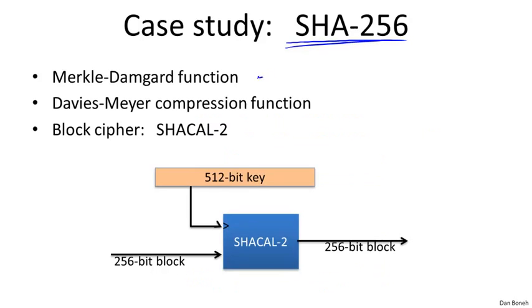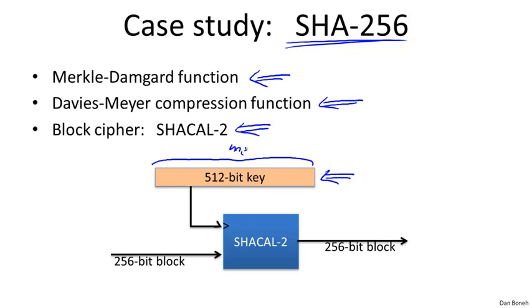I'll tell you that it's a Merkle-Damgard construction, exactly as the one that we saw before. It uses a Davies-Meyer compression function. And so the only question is, what's the underlying block cipher for Davies-Meyer? That block cipher is called SHACAL-2, and I'll just tell you its parameters. It uses a 512-bit key. And remember, the key is taken from the message block. So this is really what the message block is.